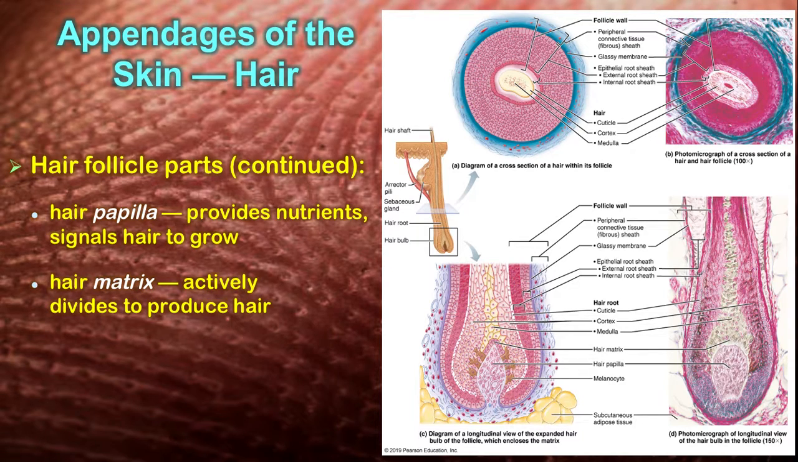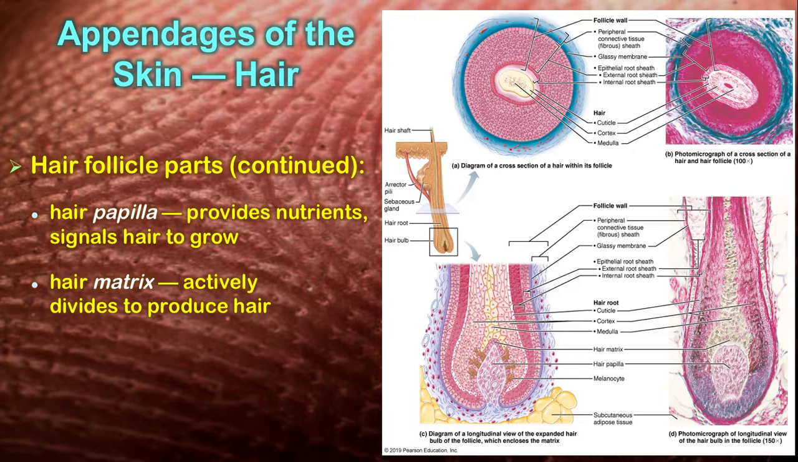Now, a little bit more. Some more hair follicle parts. The hair papilla is down here at the bottom of the bulb. It's this area right here at the bottom. It's a papilla of the dermis, so it's the dermis coming up into the bottom of that hair root. Remember that the dermis is vascularized because we are connective tissue. So we are going to bring in capillaries to that hair root through that papilla. So the papilla provides the nutrients and it signals the hair to grow.